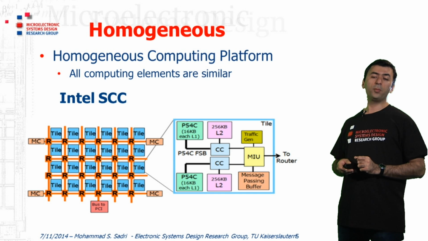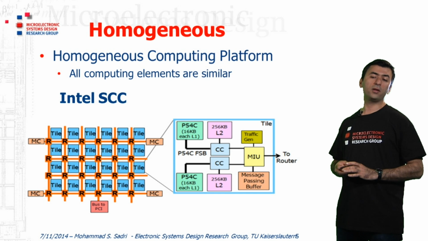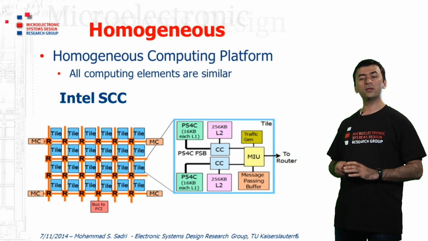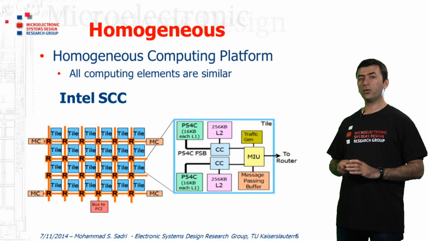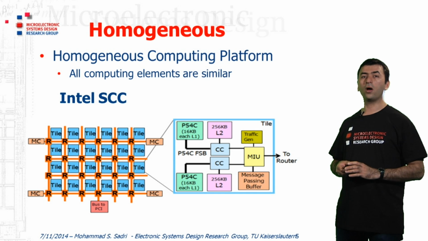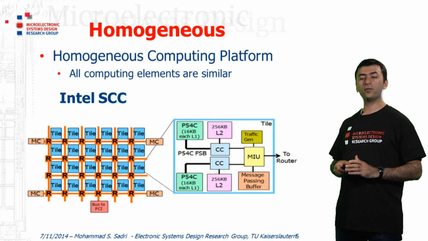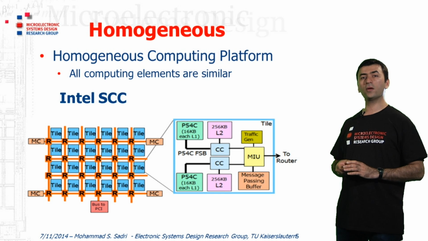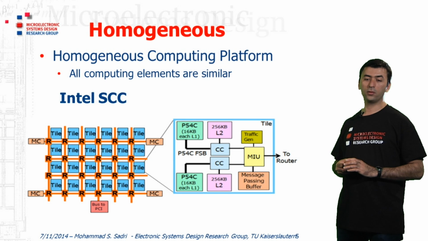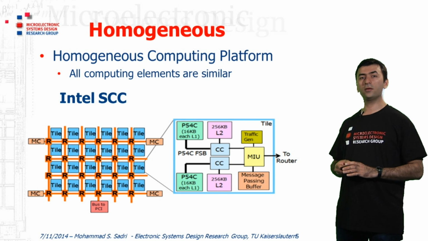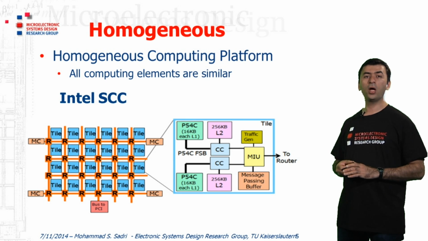This is a block diagram of the Intel SCC, the Intel Single Chip Cloud Computer. It contains 24 processing tiles. Each tile, as you see, contains 2 Intel Pentium CPU cores. In total 48 Intel Pentium CPU cores, but they are all the same type.